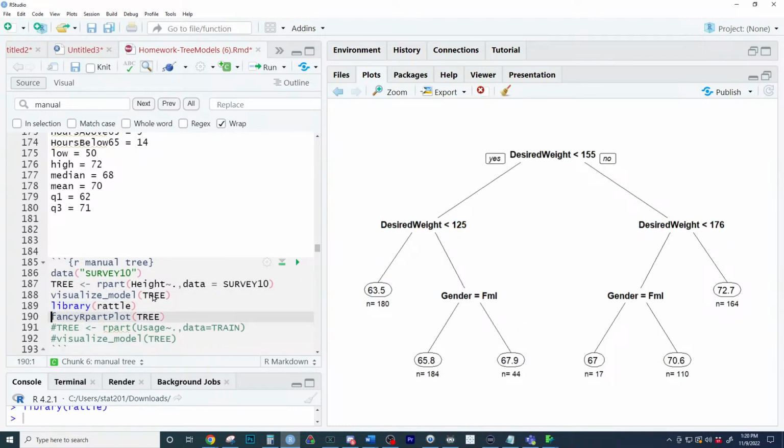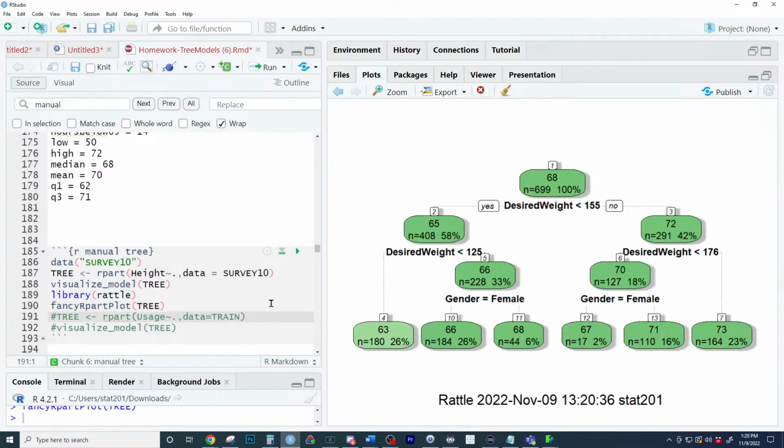And so I like using the rattle. And so there it is right here. Do you want to weigh less than 155? No. Do you want to weigh less than 176? So I want 175. Yes, yes. Are you gender female? No. So it says I am 71 inches tall. I'm 75 inches tall. So we don't use all the variables.